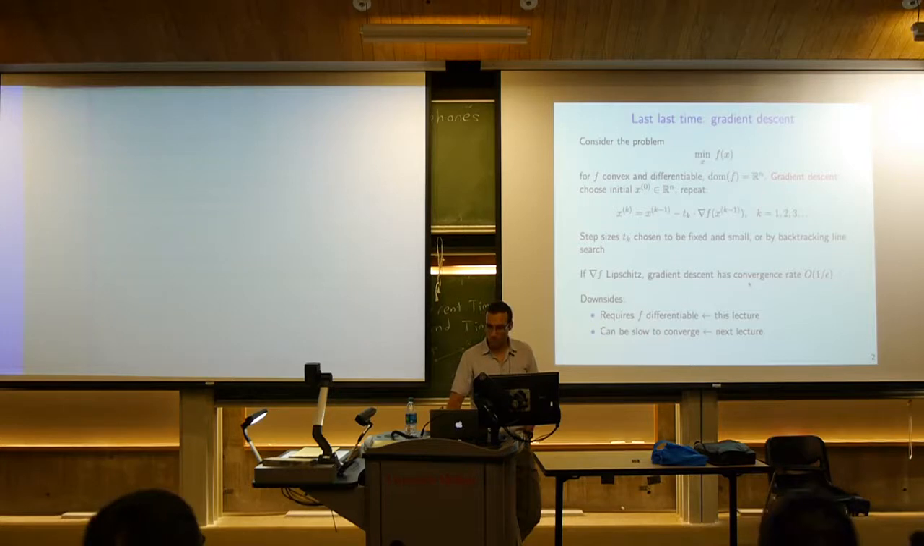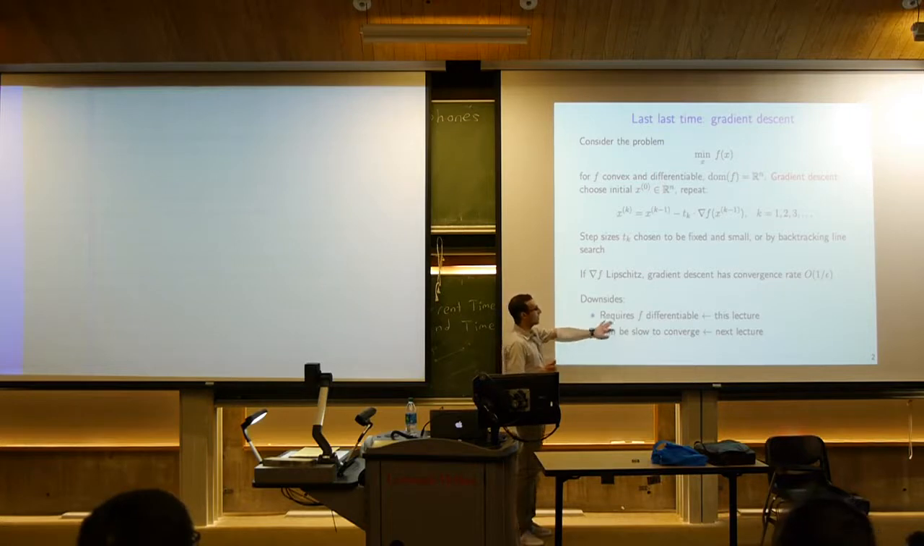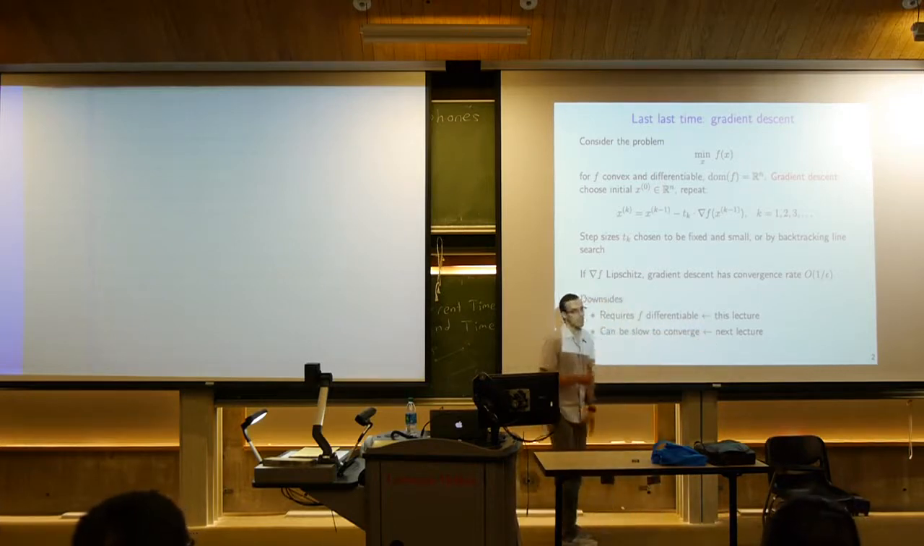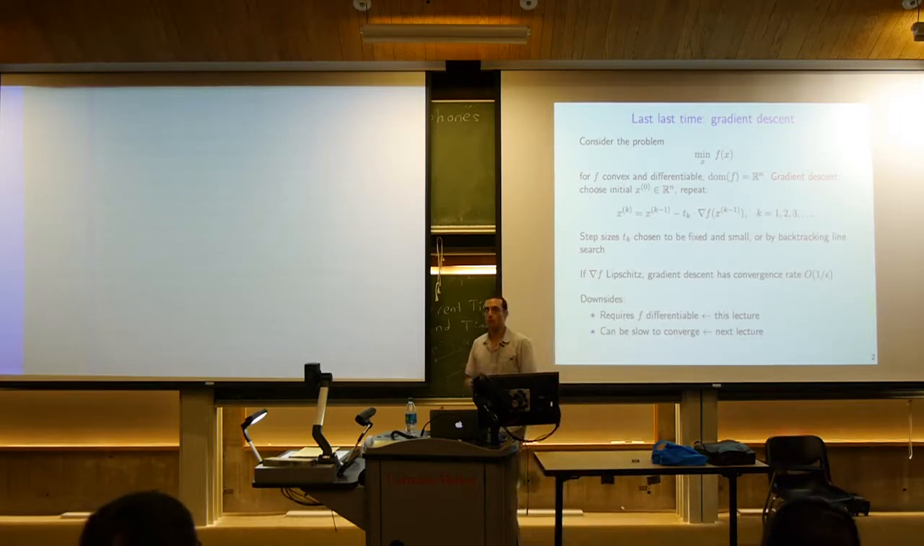Two downsides that we pointed out: first, gradient descent required f to be differentiable. In this lecture, we'll overcome this. And the other downside is it can be slow to converge. Next lecture, or whenever we get to proximal gradient descent and acceleration, it's really acceleration that will fix that.